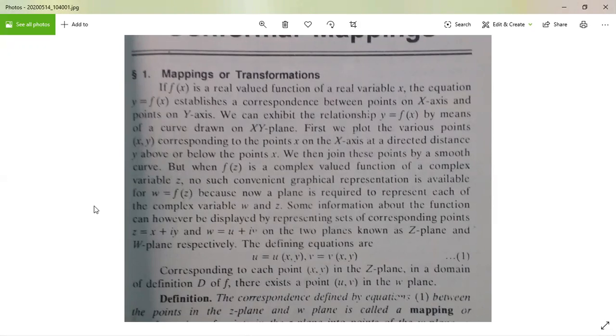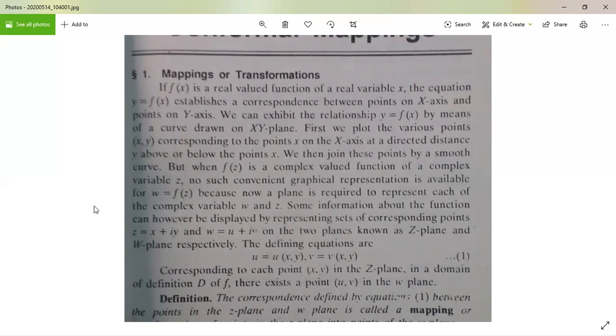But when f of z is a complex valued function of a complex variable z, no such convenient graphical representation is available for w equals f of z, because now a plane is required to represent each of the complex variables w and z. Some information about the function can, however, be obtained by representing sets of corresponding points z equals x plus iy and omega equals u plus iv on the two planes known as z plane and omega plane respectively.